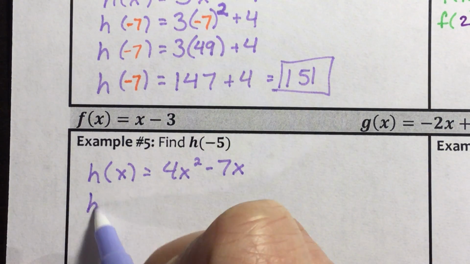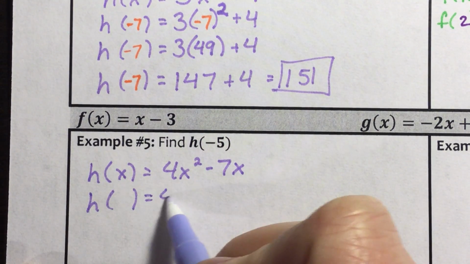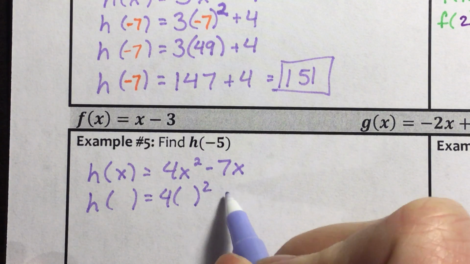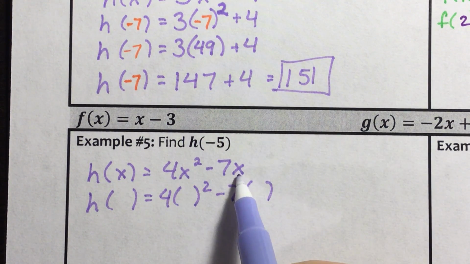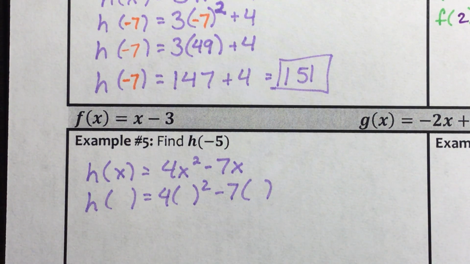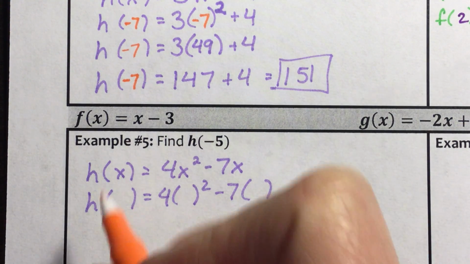Okay, let's plug in parentheses everywhere there was an x. Ooh, notice there's 2 spots with x's in this function. That means it's going to take a little bit more effort to solve it out, but that is all right. We can totally do that.